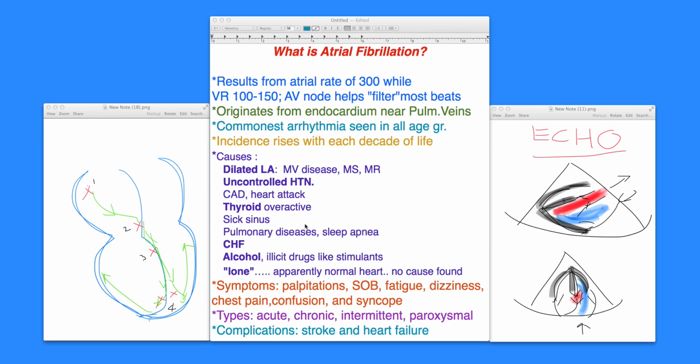But just so that you know, the causes are numerous, and it arises most commonly in the pulmonary vein tissues surrounding it. The symptoms are, of course, straightforward: palpitations, dizziness, chest pain and confusion. And acute, chronic, and intermittent are the common varieties.